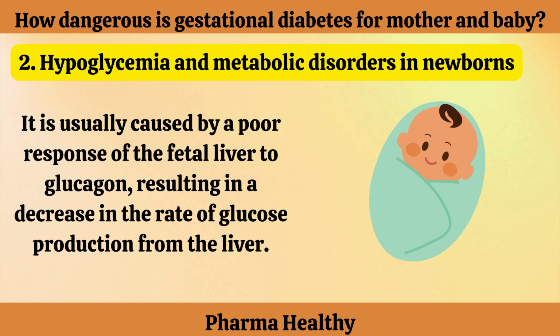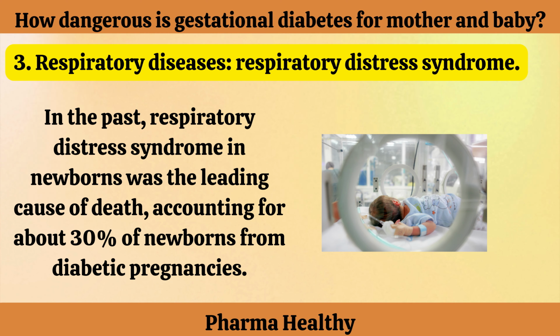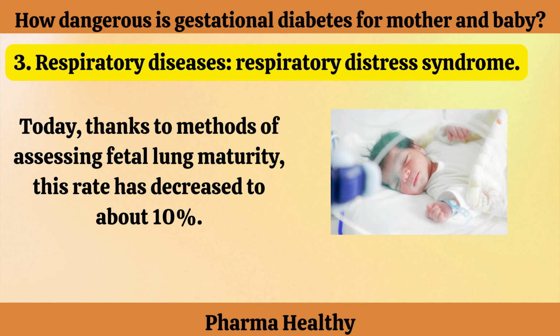It is usually caused by a poor response of the fetal liver to glucagon, resulting in a decrease in the rate of glucose production from the liver. 3. Respiratory diseases, respiratory distress syndrome. In the past, respiratory distress syndrome in newborns was the leading cause of death, accounting for about 30% of newborns from diabetic pregnancies. Today, thanks to methods of assessing fetal lung maturity, this rate has decreased to about 10%.